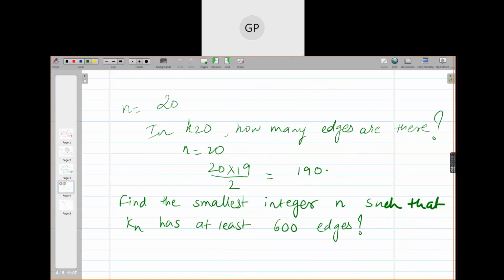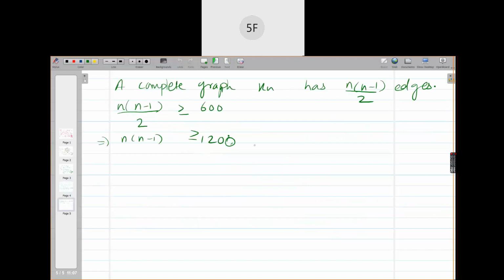See, when n is 20, the number of edges is 190, right? Are you getting it, girls? So 600 is a big number here, and this becomes 1200 now. So you may try some bigger number than 20, say 30. Directly going to 30, what will happen? 30 into 29 is 870, which is less than 1200. So n is not equal to 30.